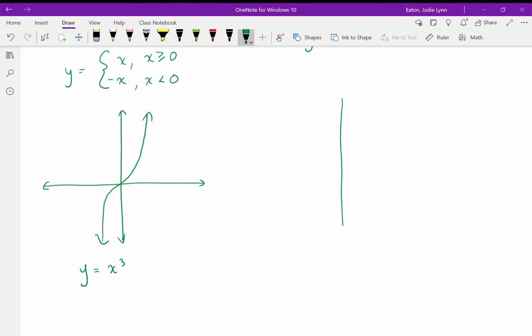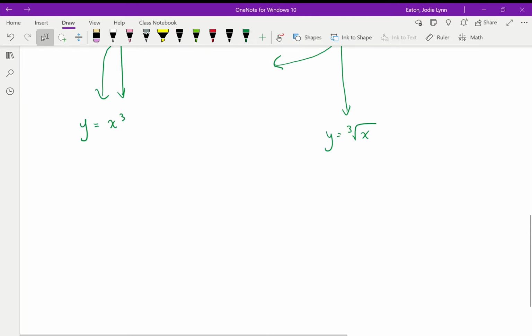And just like the parabola, we have our x squared and we have our square root of x. We also have a cube root of x. So y equals the cube root of x. It's actually just this cubic function reflected over the line y equals x because it is our inverse. So it looks like this.